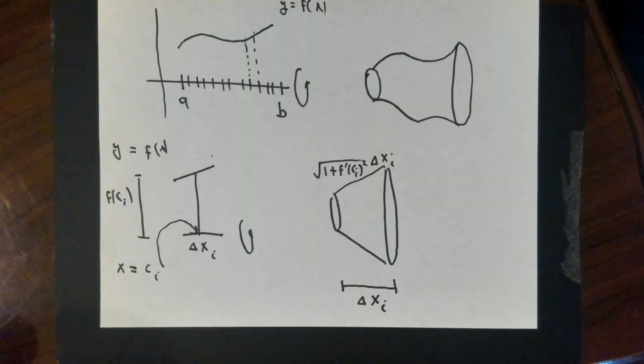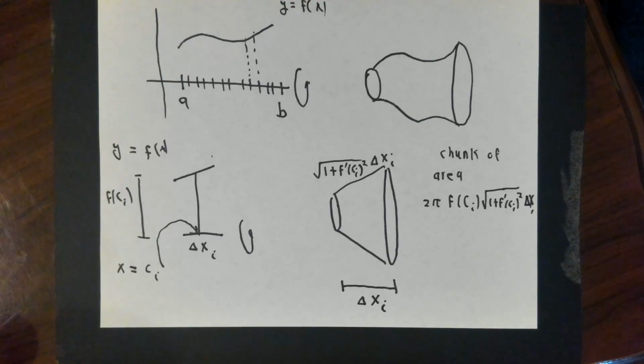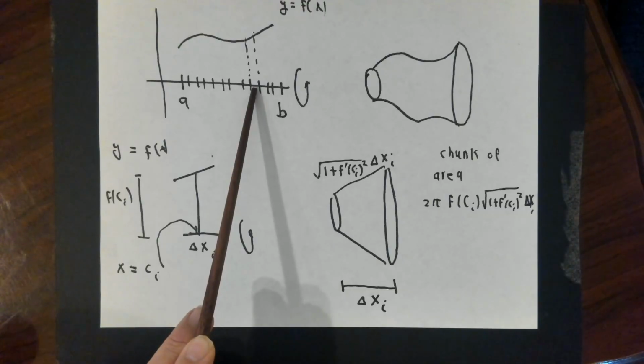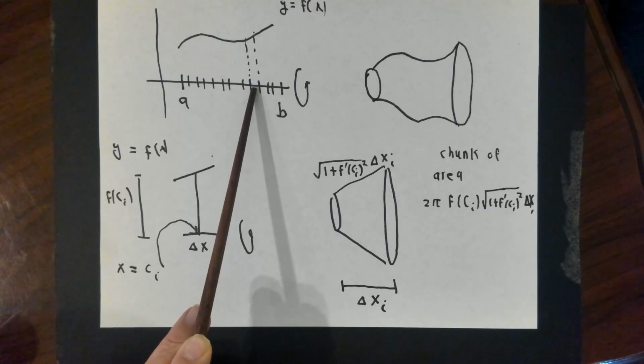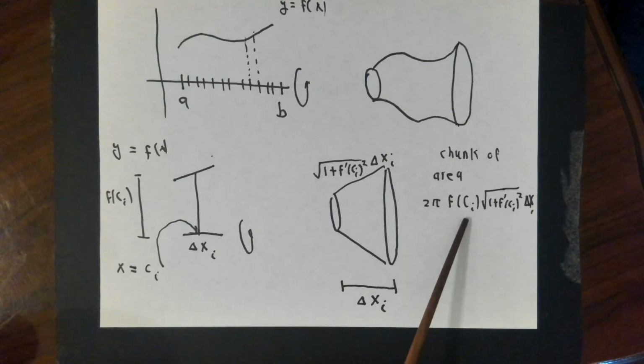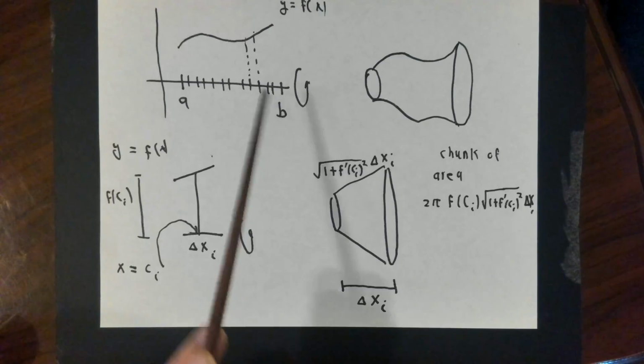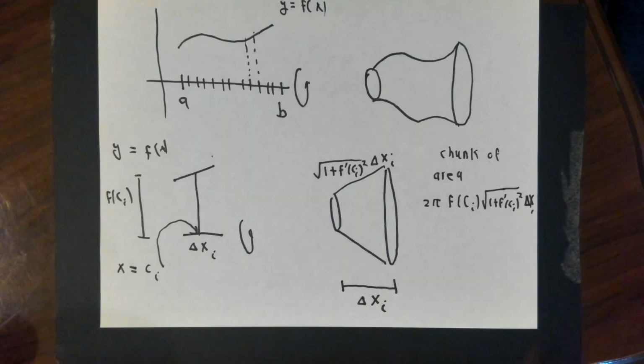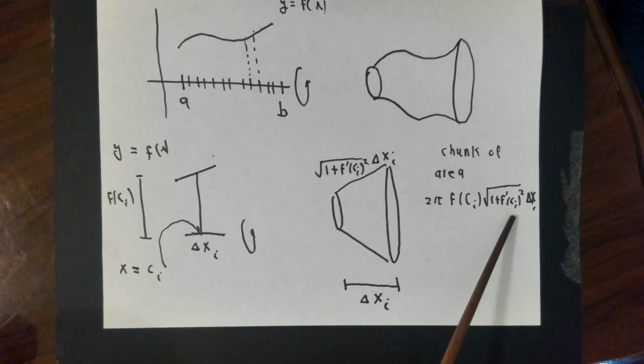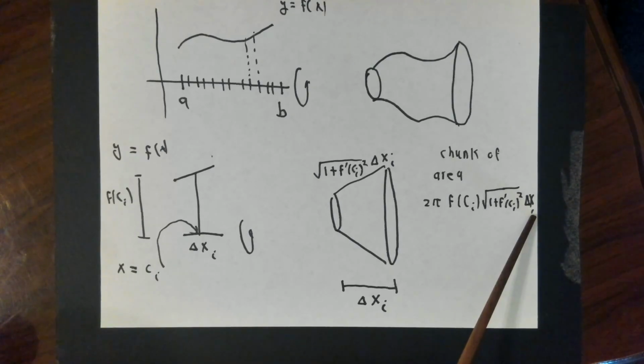I have to emphasize, though, if it wasn't the x-axis that I was revolving around, figuring out the radius might be a little bit more tricky. The chunk of area that goes with this one subinterval, then, is going to approximately be 2 pi times the function value at ci, that is the radius in this case, times the square root of 1 plus f prime at ci quantity squared times delta x number I, because that's how we figured out we would calculate arc length in this scenario.